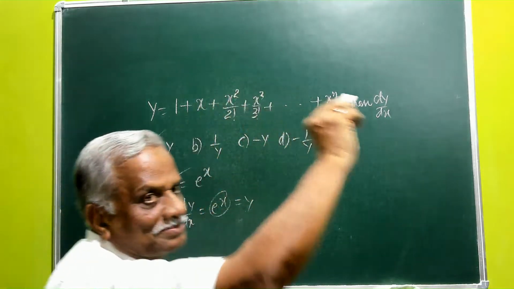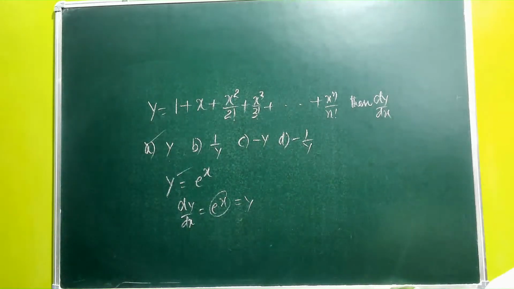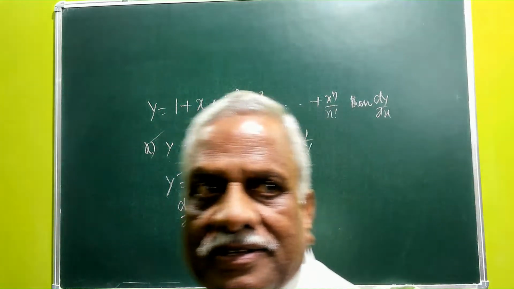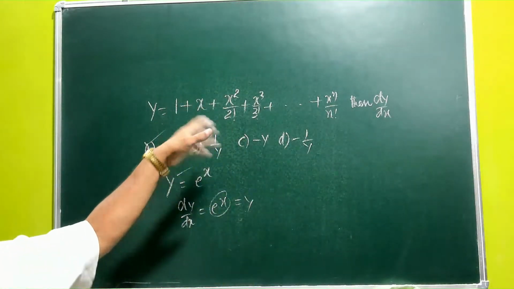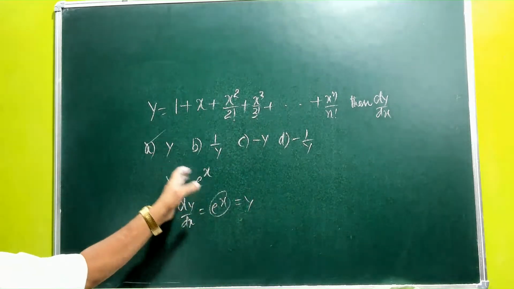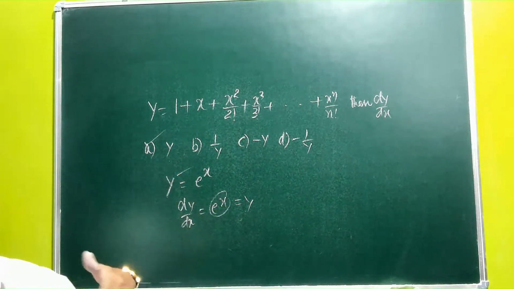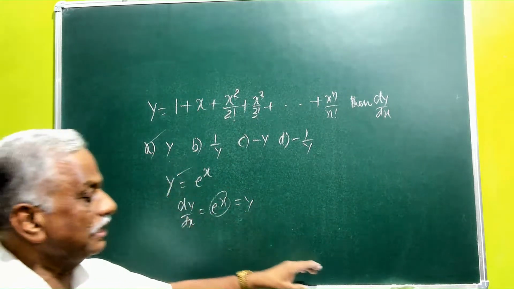Therefore, it will not take more than 40 seconds if you are aware that this is e to the power of x. Otherwise, a student will get e to the power of x and then start thinking that the answer is not there. But what is e to the power of x? It is y.